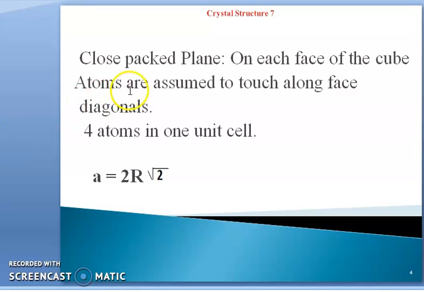If we think about its closed packed plane, on each face of the cube, atoms are assumed to touch along the face diagonals. There are 4 atoms in one unit cell, and the edge is to be obtained by using the relation 2r root 2. Using this formula, we have to solve some problems again. We are going to discuss problems again.